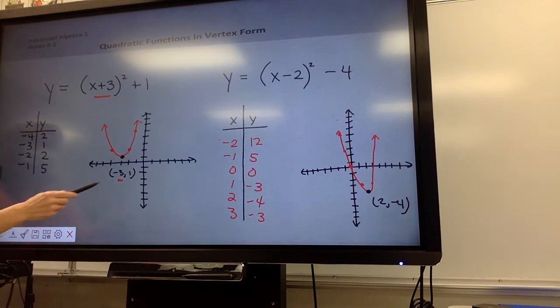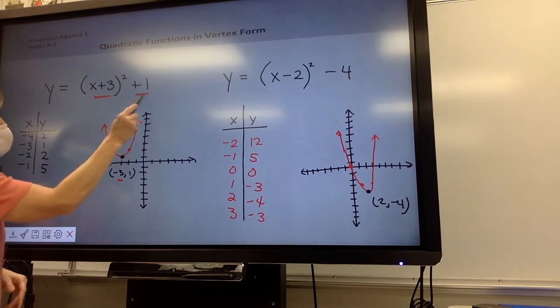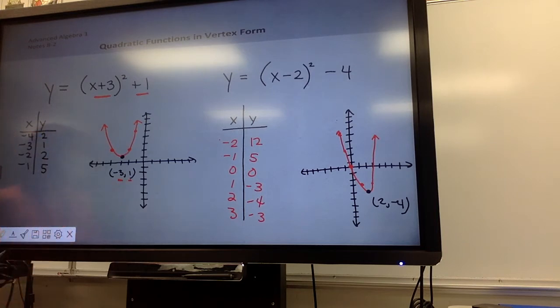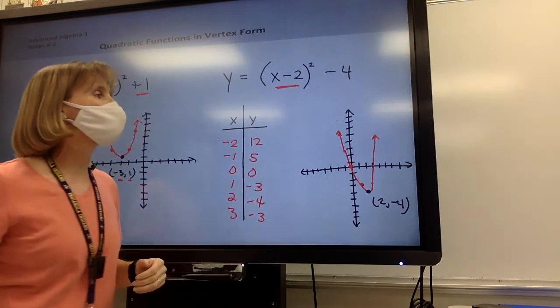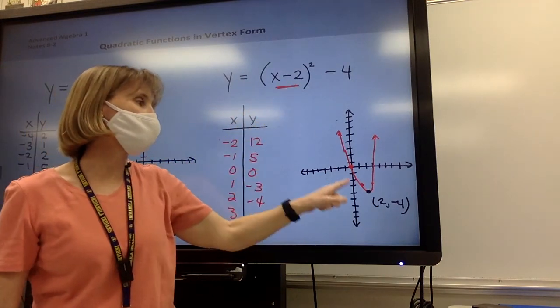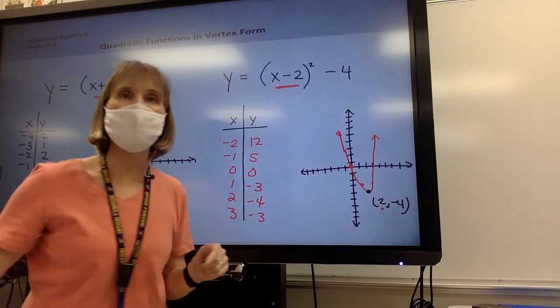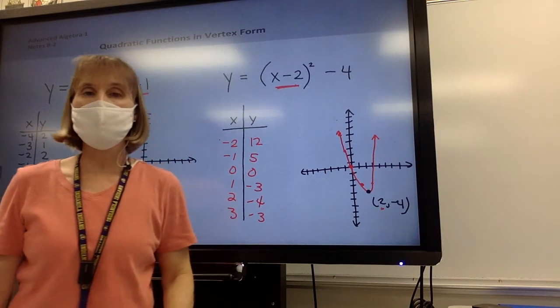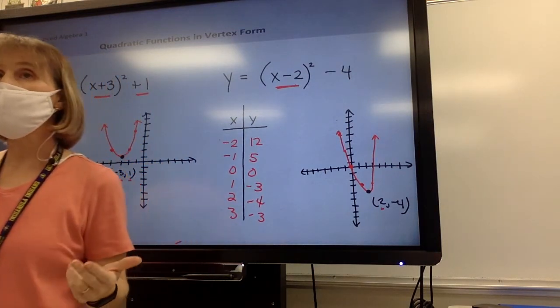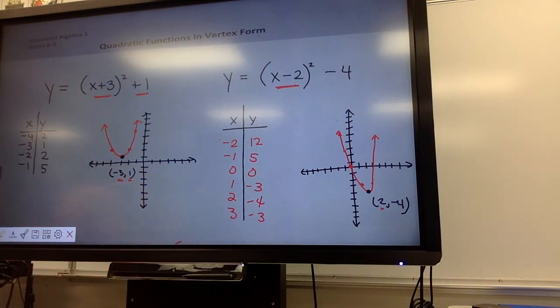And then how about the y value? It's the same as the outside number. So when I look at an equation in vertex form, I can know right where the vertex is. Same thing over here. If I look at what's inside the parentheses, I use the opposite. So +2 was where the vertex was, and then I take the outside number, -4, and I leave it. So I'm taking the opposite of what's inside the parentheses, but using the value on the outside. That's where your vertex is located.